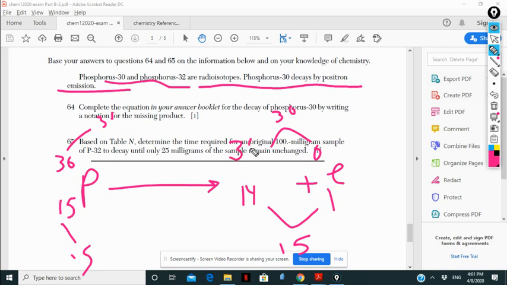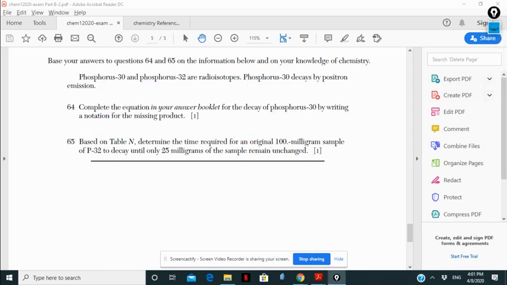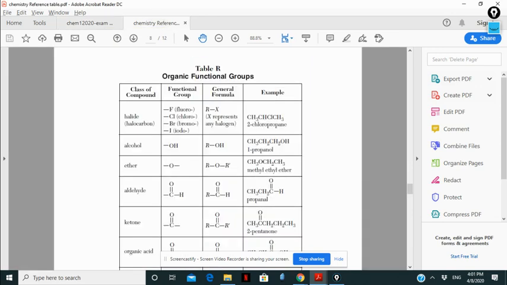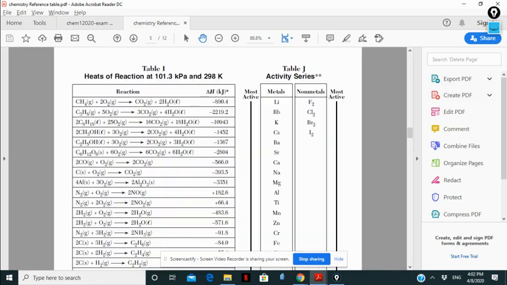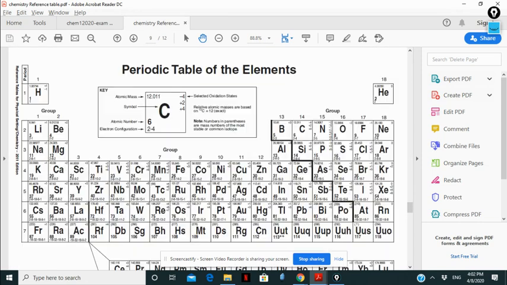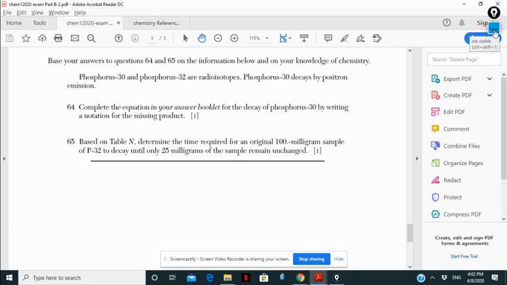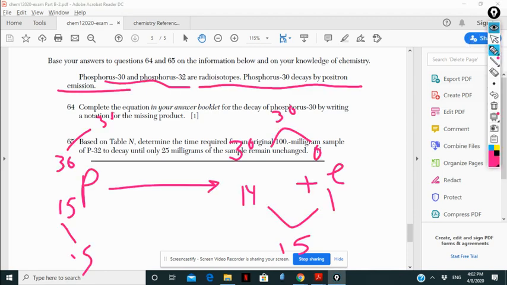I got 30 here. So now I'm going to the reference sheet to see which element has 14 protons. 14 protons means silicon. So the answer is silicon 14, 30. So I finished it, and here is the notation.